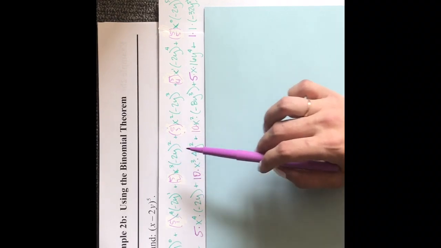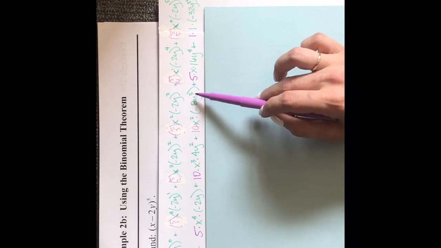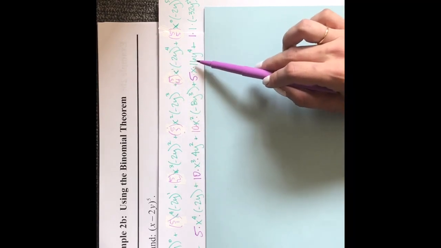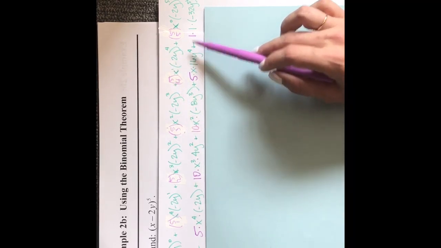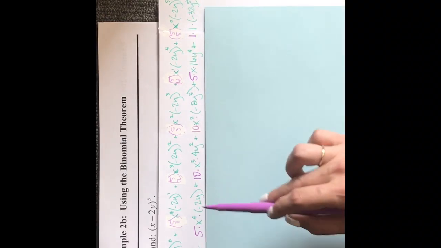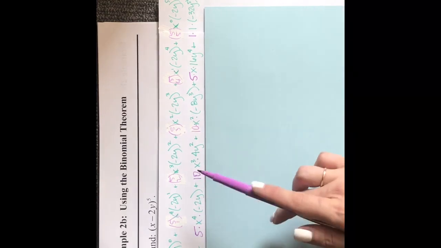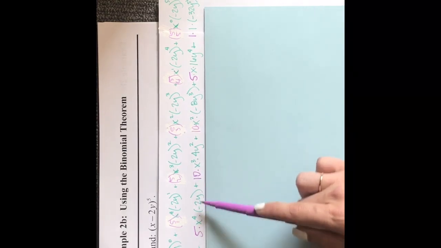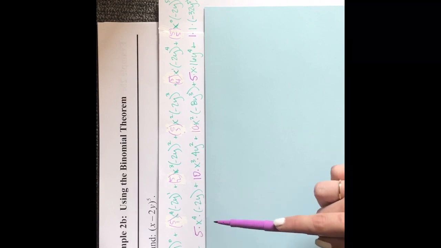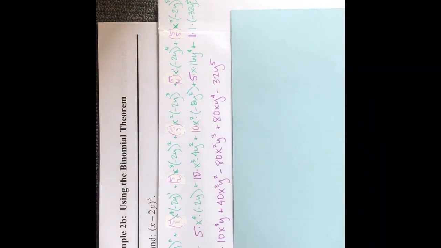But when you square it, it's positive 4y squared. When you cube it, it's negative 8y cubed. When you raise it to the fourth, it's positive 16y to the fourth. And when you raise it to the fifth, it's negative 32y to the fifth. So these terms are going to alternate in signs when you clean this up. For example, this second term here is going to be negative 10x to the 4th y. So that's your final answer.